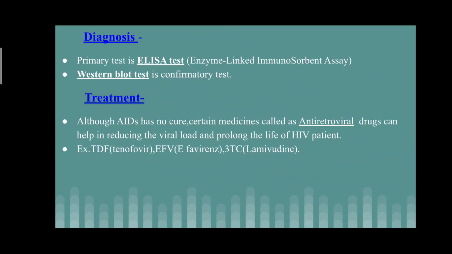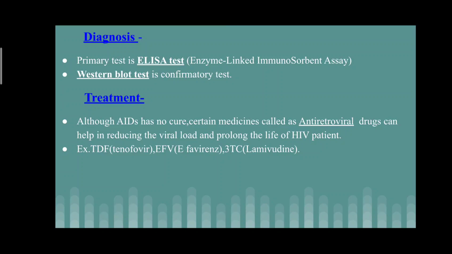Then diagnosis of the disease. Actually, two tests are available. First one is known as the primary test and another one is the confirmatory test. So, see, the primary test is the ELISA test. Actually, it is known as enzyme linked immunosorbent assay. It is commonly known as the ELISA test. And the Western blot test is the confirmatory test.